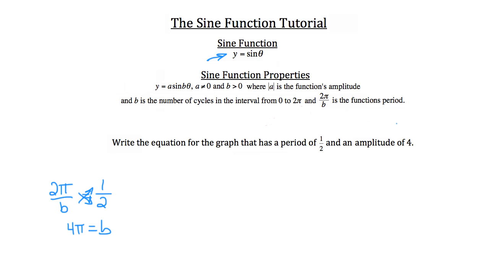Now we also know that it has an amplitude of 4. So the amplitude is our a value, so our a value here is equal to 4. So if we put all that together, we get a function of y is equal to 4 times sine 4 pi theta. Remember that this 4 in front is our amplitude, and this 4 pi here is our b value.